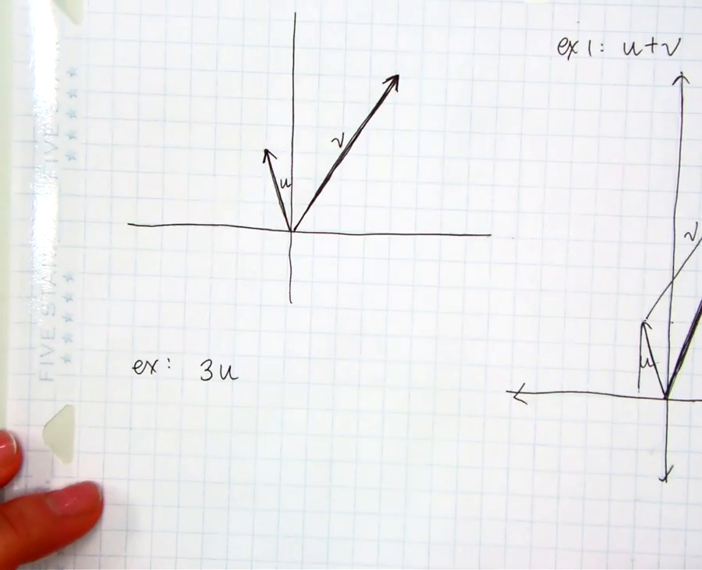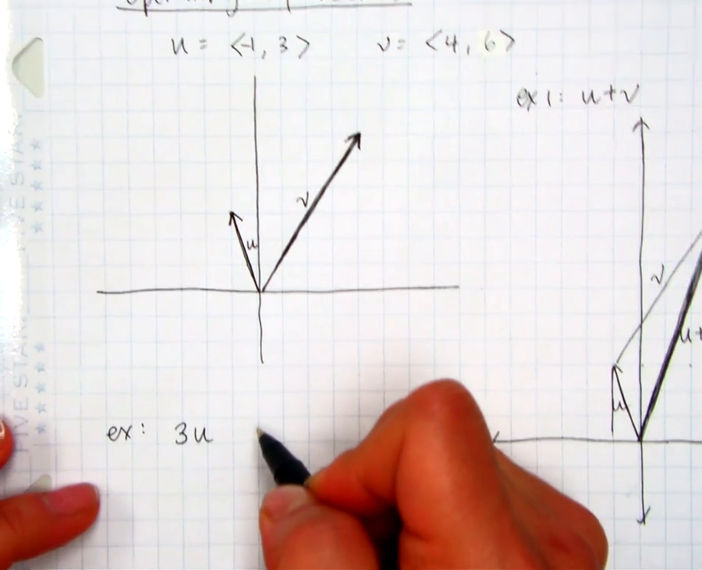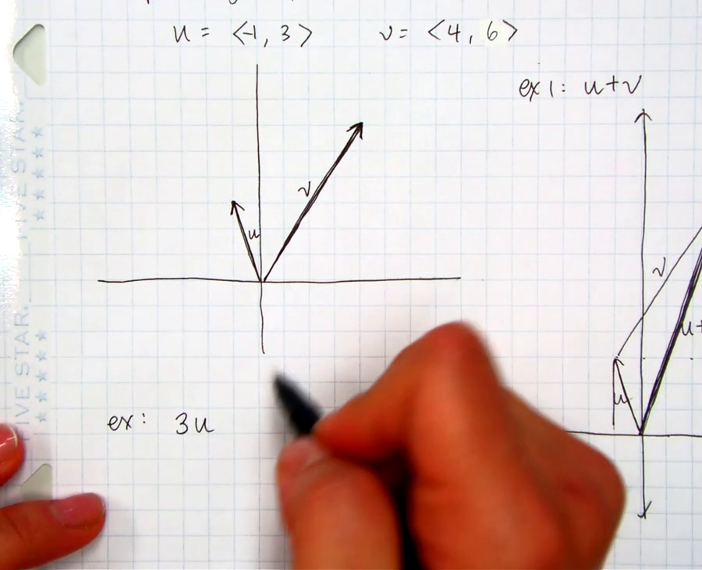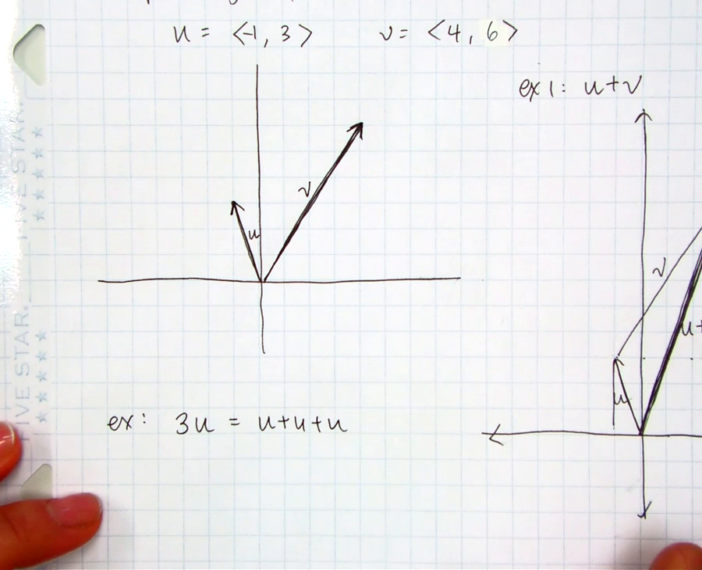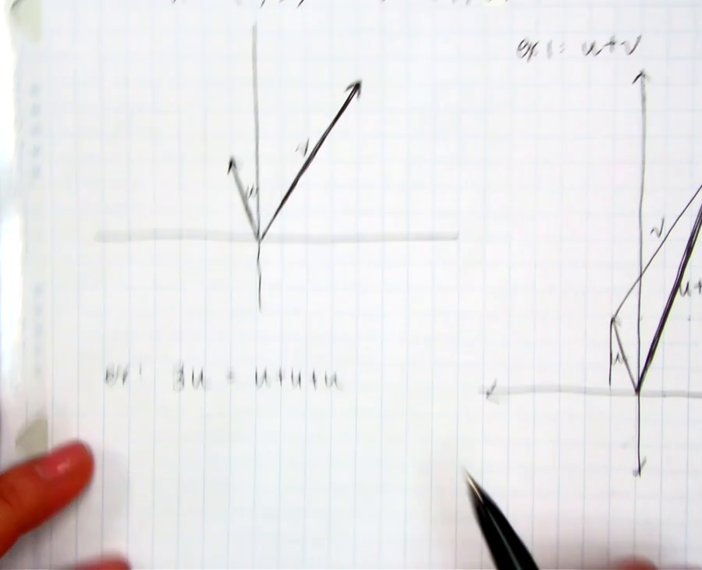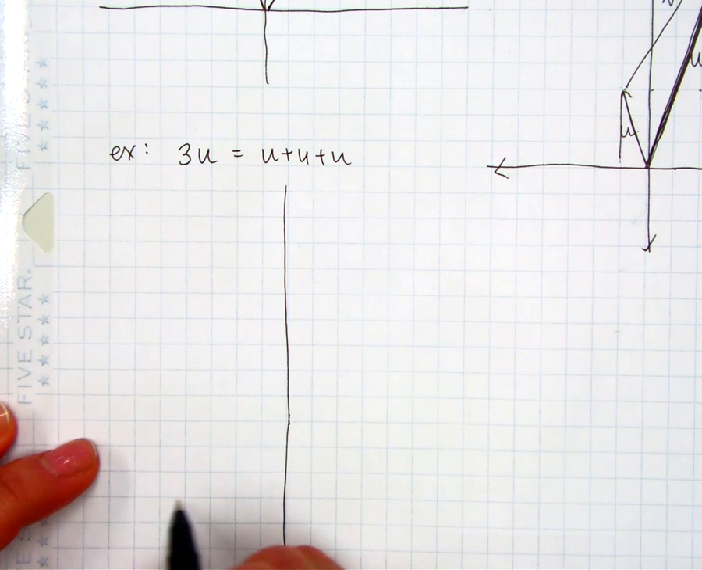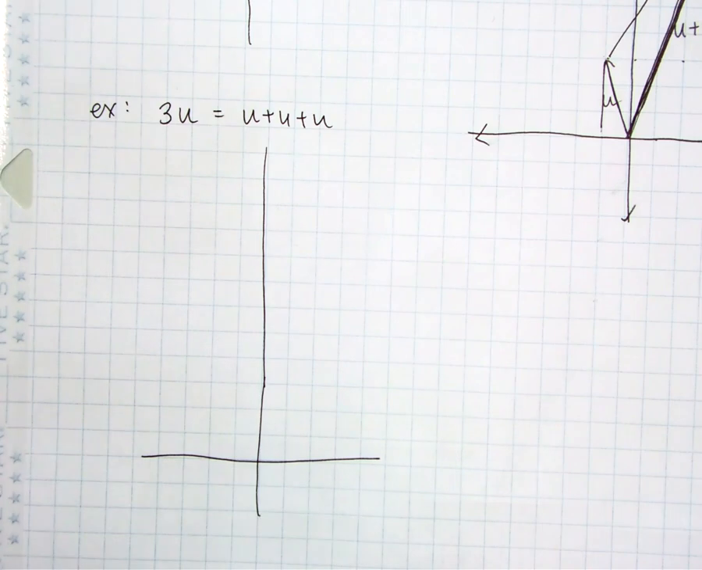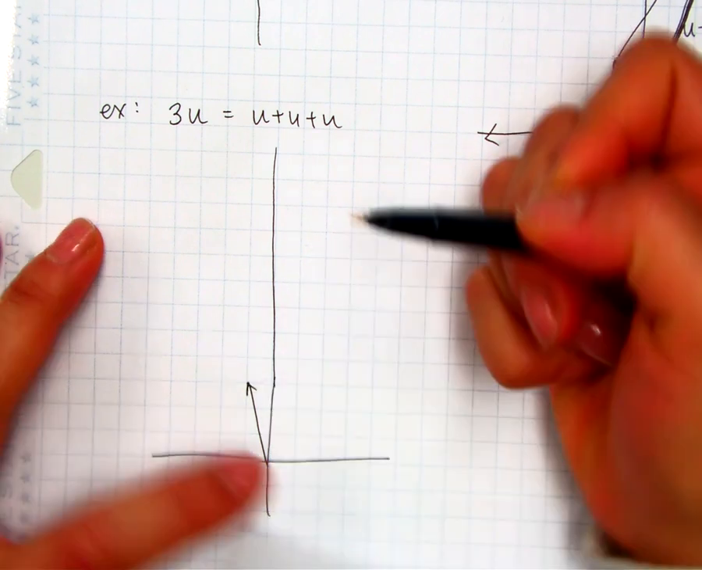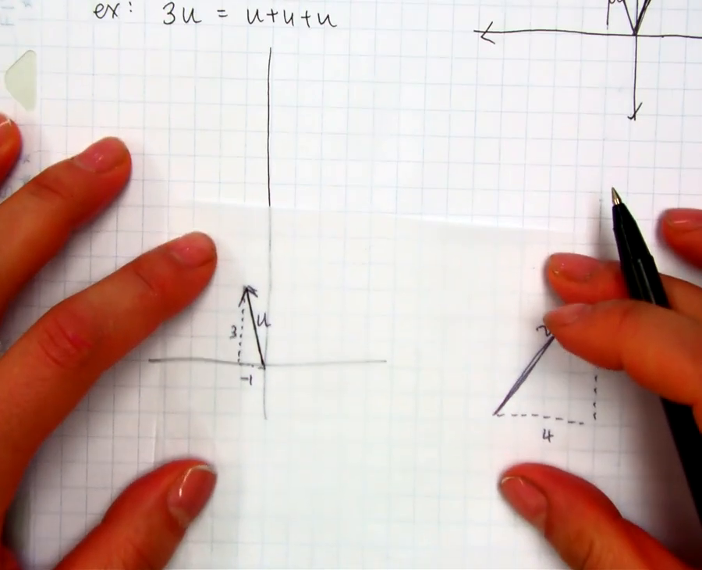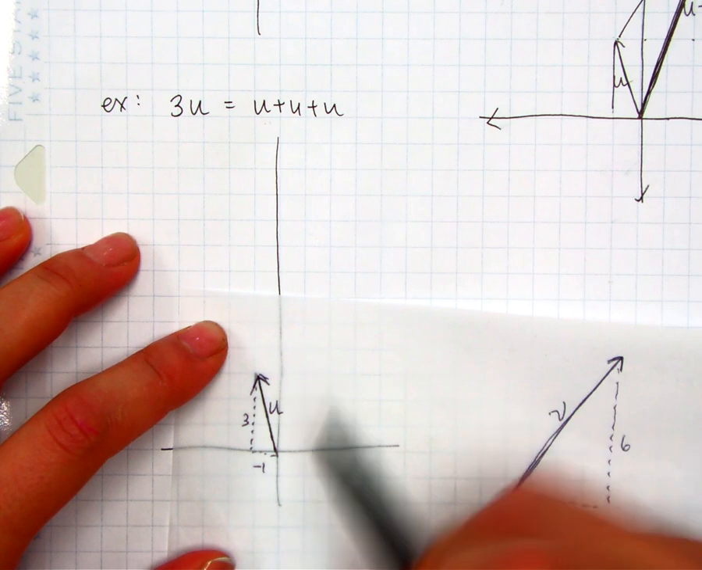U, once again, was -1, +3. 3 times u is the same thing as u plus u plus u. So this initial u, I'm just going to triple it up. I'm going to add 2 more of those u's. This is my first u here.